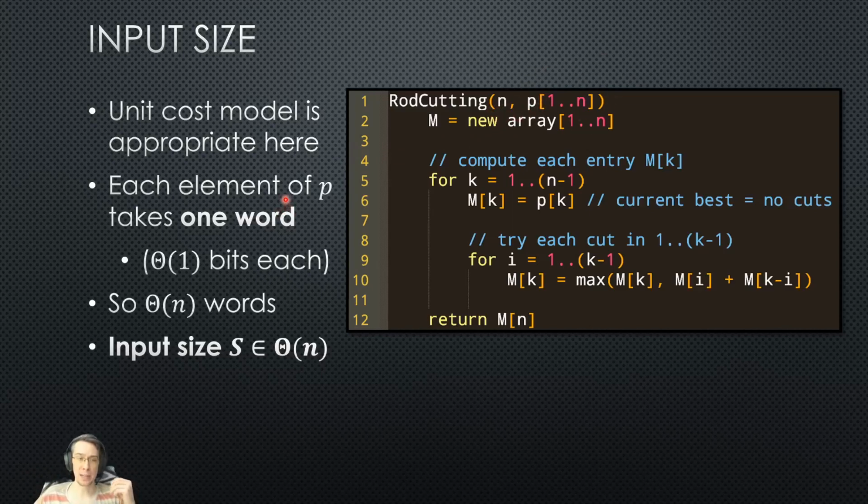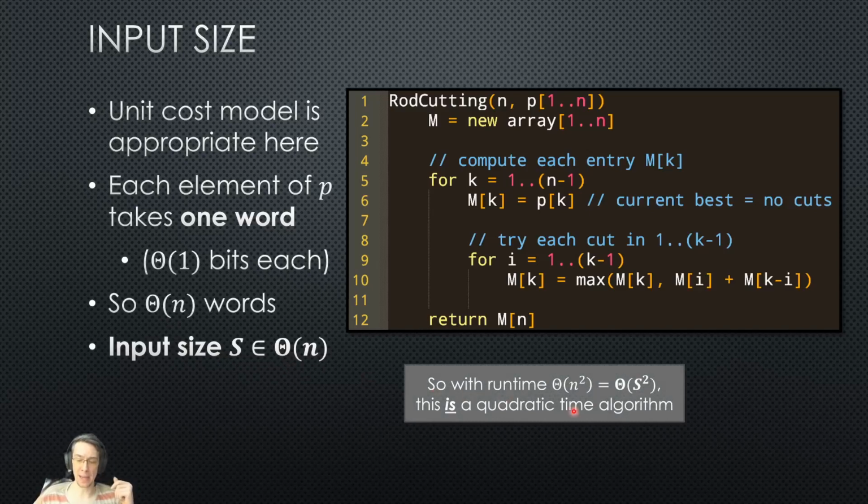So let's say that we go with a unit cost model, and so each element of this P array takes one word, which means they take theta 1 bits each. So we have theta n words, which means the input size is in theta n. Well, with runtime theta n squared, of course, if s is in theta of n, theta n squared is theta s squared. So this is theta size of the input squared, the runtime of this algorithm. So this is a quadratic time algorithm.